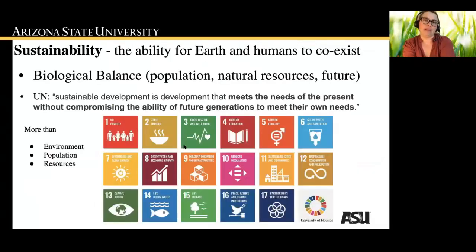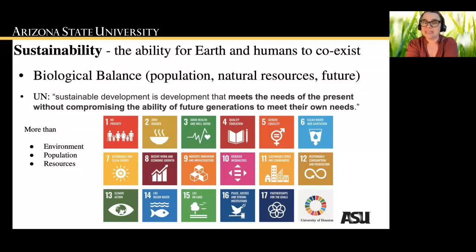So what is sustainability? Sustainability is the ability for the earth and humans to coexist. In order to do this, we need to achieve a biological balance. This is a balance between the human population, natural resources, and the future. The natural resources include the other organisms on the planet that keep the planet existing, that keep the ecosystems in harmony. The UN states that sustainable development is development that meets the needs of the present without compromising the ability of future generations to meet their own needs.